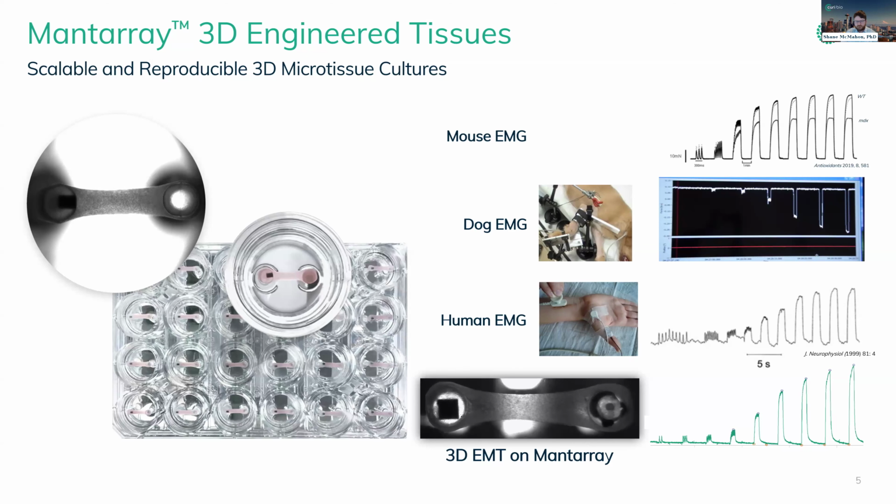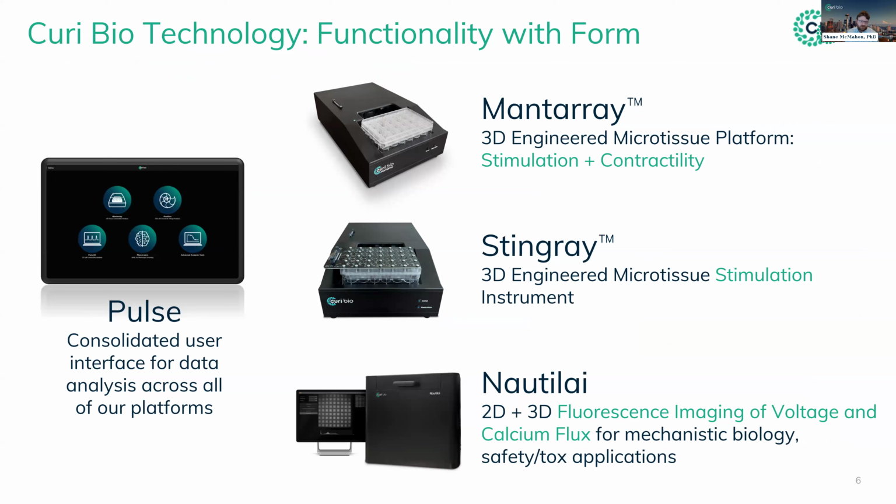So I'd like to take a second now to look at the systems that we have for making measurements from these tissues. Our first flagship instrument was the Manta Ray platform, which is designed for stimulation and contractility measurements of these tissues. We also have Stingray, which is a dedicated stimulation instrument, which can either be used as a standalone instrument to provide a stimulus to enhance maturation of the tissues, or it can be combined with our Nautilai platform for providing stimulus during imaging. Our Nautilai platform is our fluorescence imaging platform designed for 2D and 3D measurements of voltage and calcium flux.